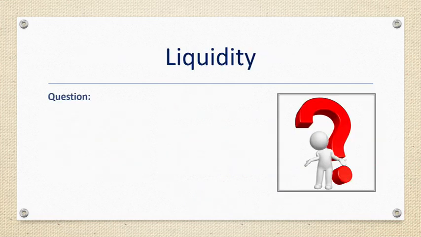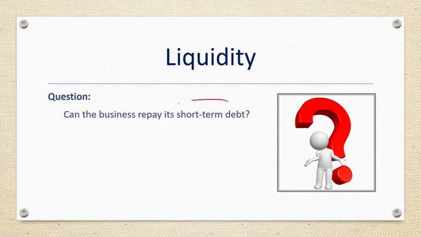The next one, liquidity. The questions that can be asked: can the business repay its short-term debt? Important, short-term, within the next 12 months. Can they repay that? Are there any cash flow problems? I need money in order to pay. I may have a lot of vehicles, I may have a lot of property, but I can't pay with that. I need money to pay.